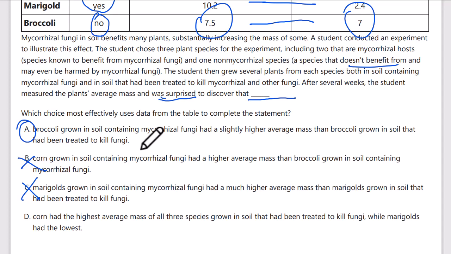Corn had the highest average mass of all 3 species that had been treated to kill fungi, while marigolds had the lowest. No, that's just kind of telling us data. I'm not sure why that would be surprising. The surprise is that the broccoli also grew in mass.